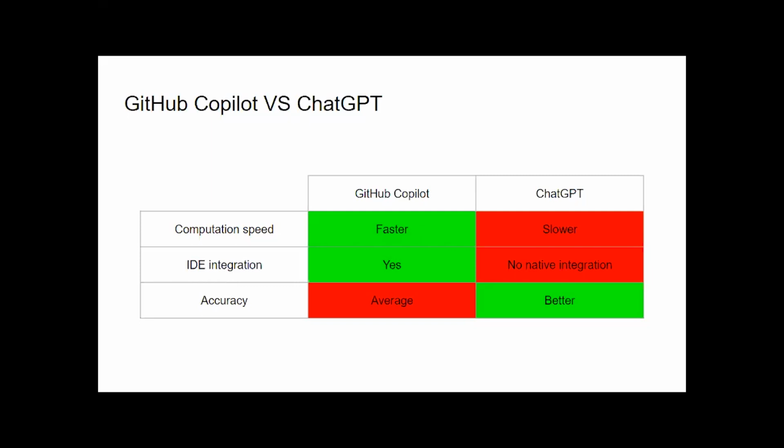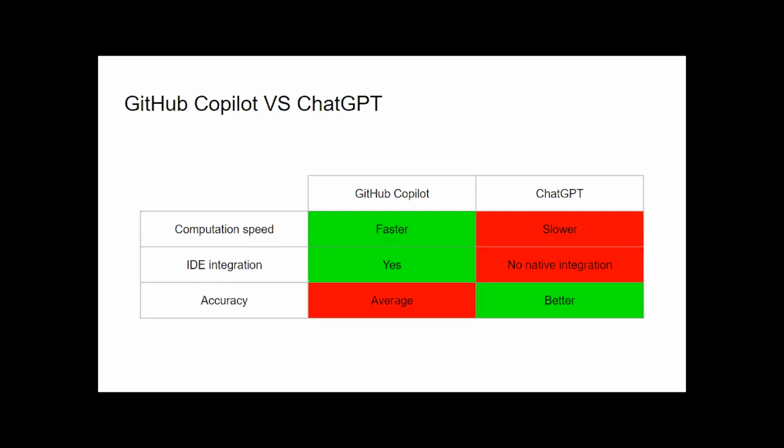Also, I think the main difference is the IDE integration of GitHub Copilot. So as I said, GitHub Copilot is directly in your IDE. So it can read all your functions and it can provide you suggestions directly inside your IDE. While for ChatGPT, there's no native integration into your IDE. There are actually some plugins that you can use within your IDE, but in that case, ChatGPT is still a chatbot, so it's a bit different.